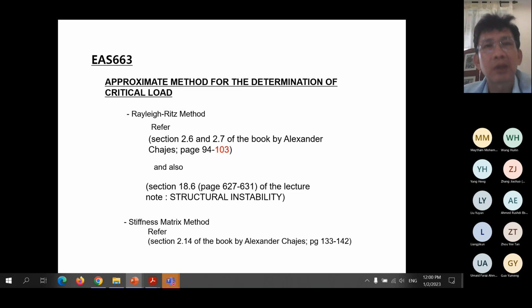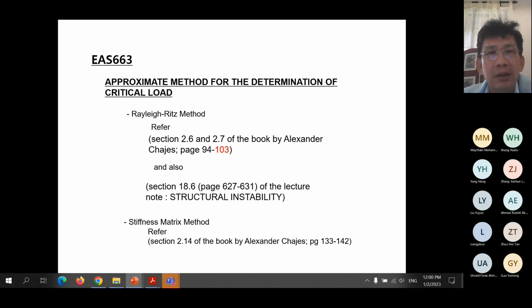In EAS661, we call it principle of minimum potential energy. So we are going to use that principle, but we call it here in the more general case principle of stationary potential energy. And we need to evaluate the total potential energy. So total potential energy, if you can recall, is a summation of strain energy plus potential energy of external load. So here the external load, later we are going to look at, is the axial load.